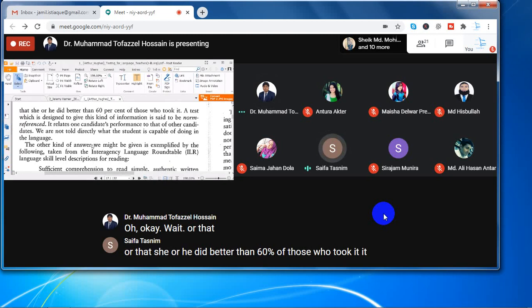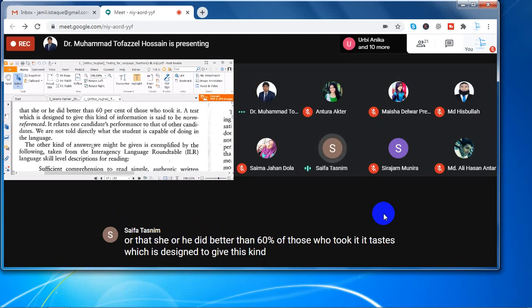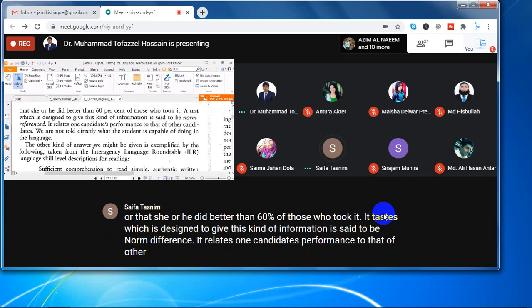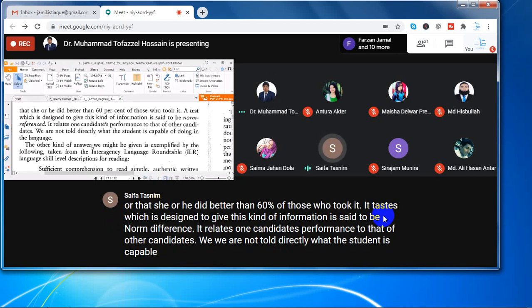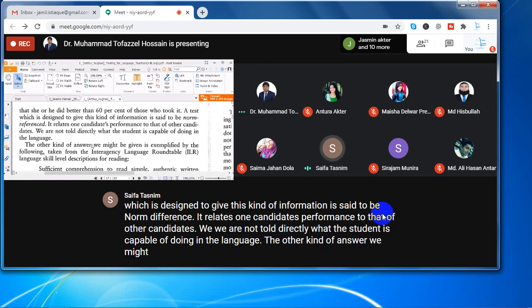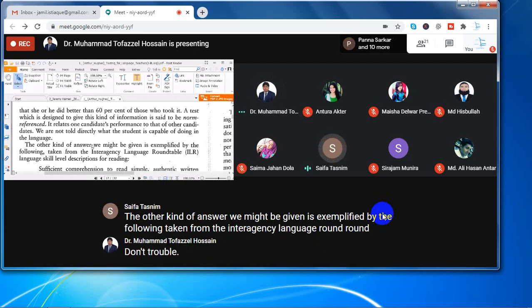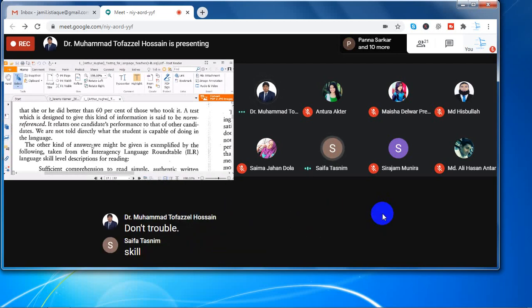A test which is designed to give this kind of information is said to be norm reference. It relates one candidate's performance to that of other candidates. We are not told directly what the student is capable of doing in the language. The other kind of answer we might be given is exemplified by the following, taken from the Interagency Language Roundtable language skill level description for reading.